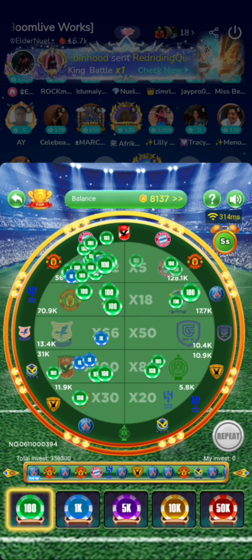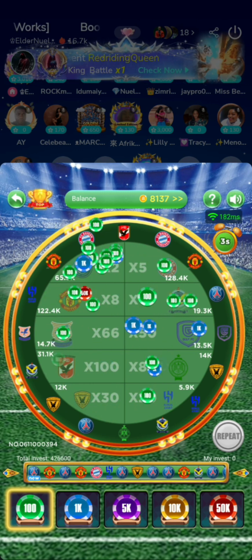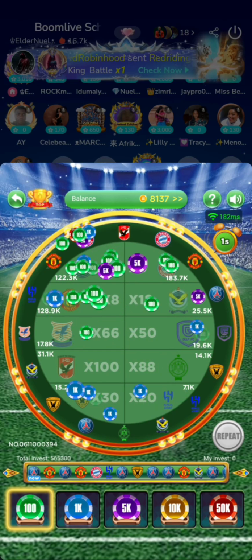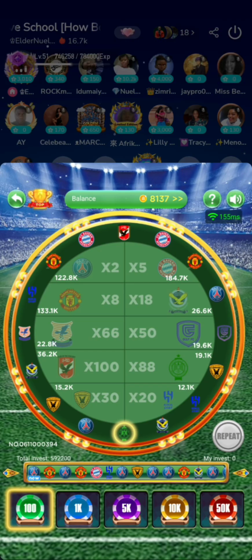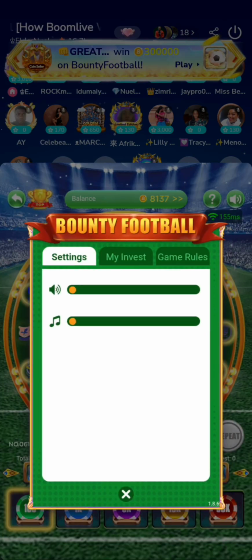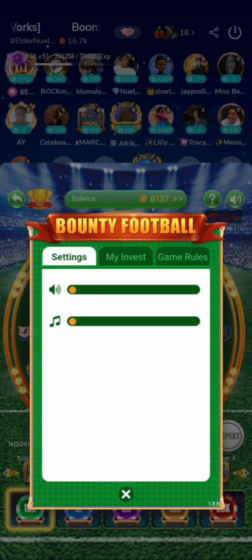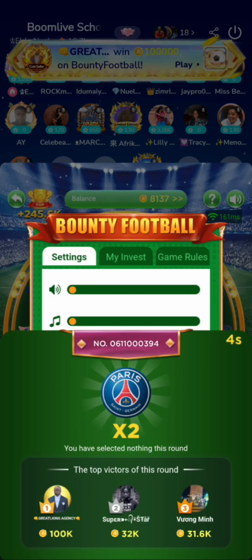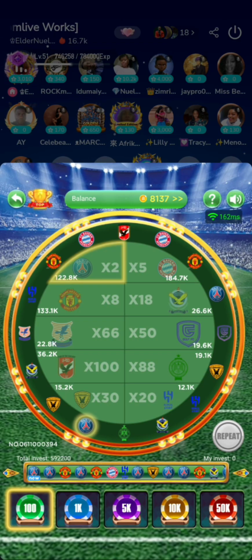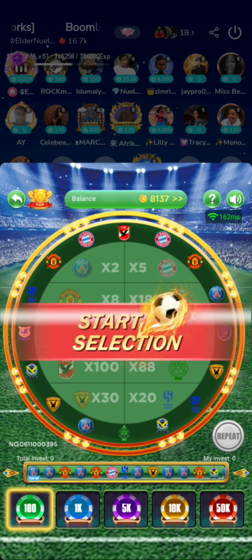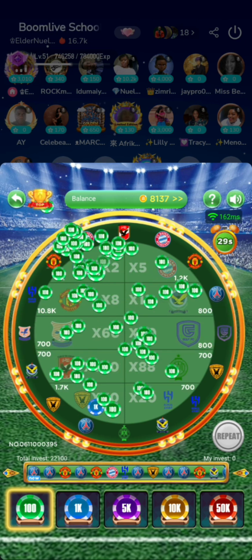Now when the bounty football opens, you just need to switch off the sound. You can see the volume icon at the top right of the game. When you tap on that settings, you can reduce the sound and music volume to 0. Just reduce it to 0, and then once that is done, you can press the X and come back to the game. Now, how to play bounty football.